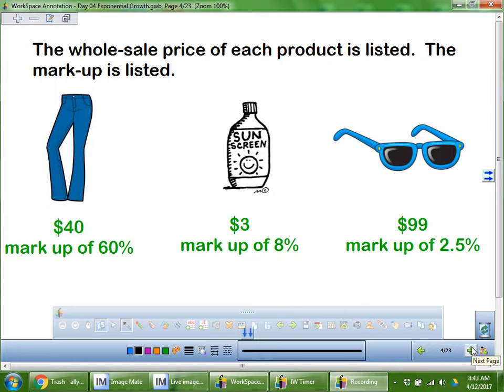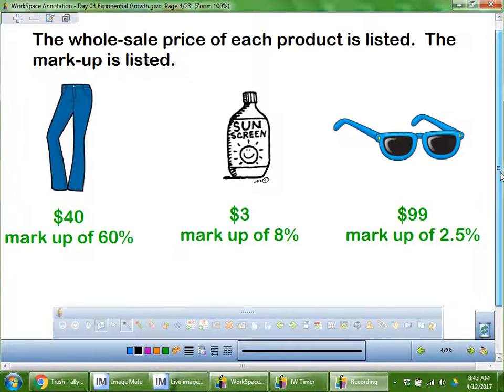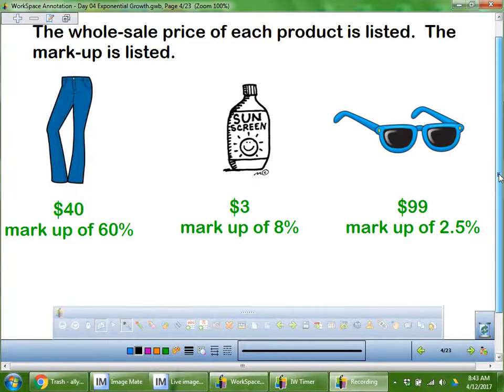All right. So before we get into exponential growth and exponential decay, which is a tiny bit more complicated than some of the simpler stuff, I want you guys to practice with calculating a markup. What does a markup mean? Yeah, it's like they're going to charge more for it. So I'll do the first one, and then I want you guys to try the next two. So the wholesale price, the price that the company is going to charge to a store to sell it, is listed. The markup is also given.